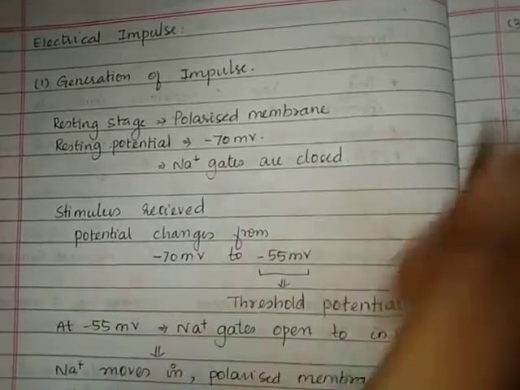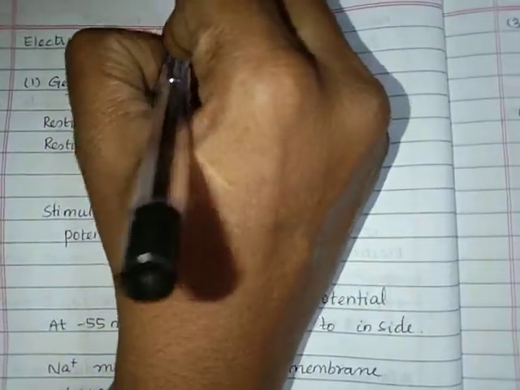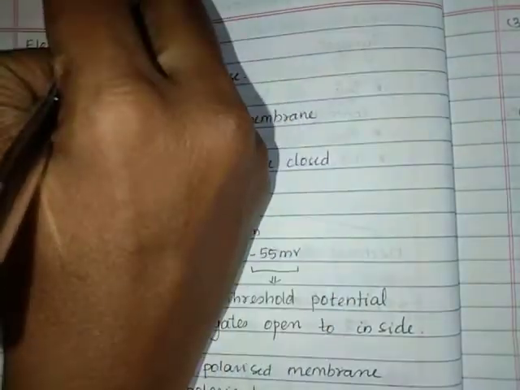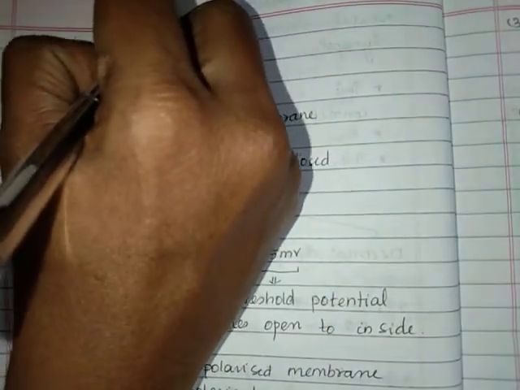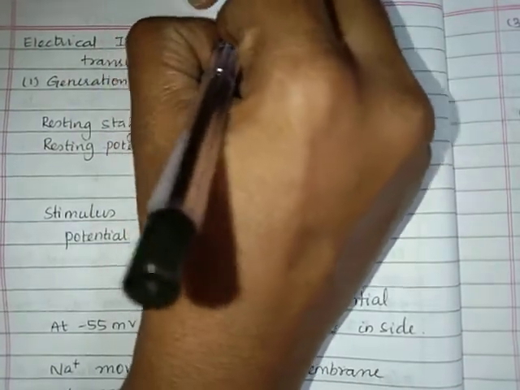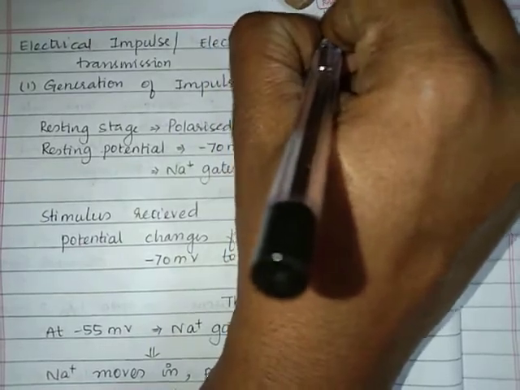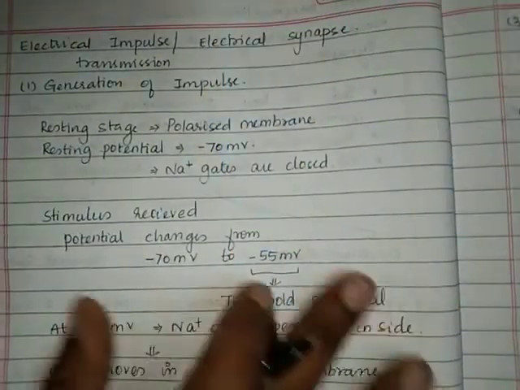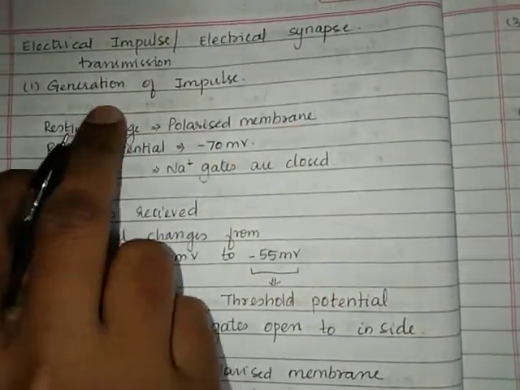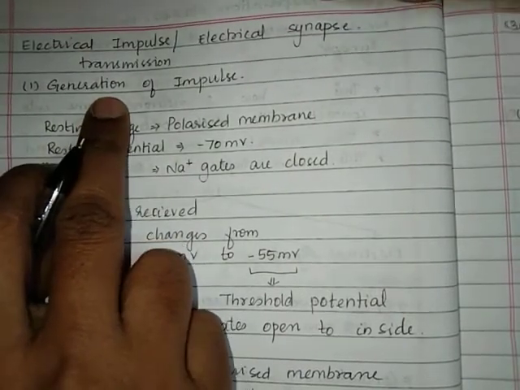The next is electrical impulse, and how electrical impulse is transmitted: electrical impulse transmission, or electrical synapse. So how is this electrical synapse happening? So the first step in electrical synapse is generation of impulse. So let us see how the impulse is generated.